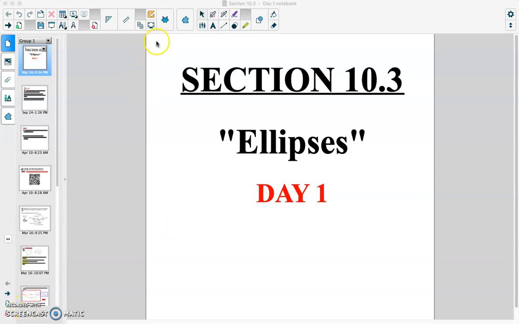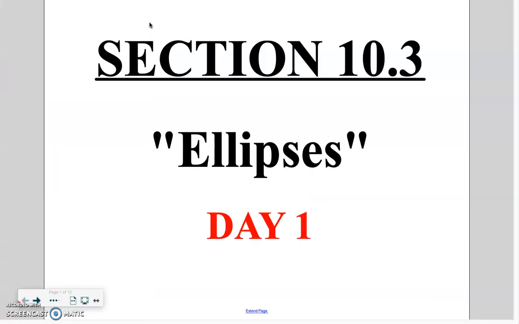It's a good one. All right, so guys, today, section 10.3, ellipses. Again, this is a 2-day section, so today we're going to hit day 1. Big emphasis is going to be on the physical structure of the ellipse because this is a brand new concept.